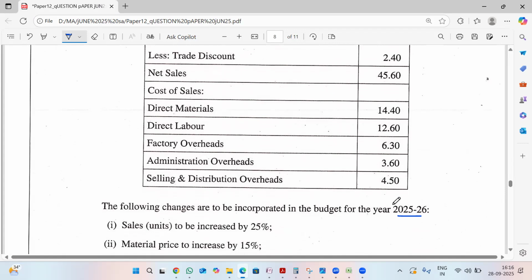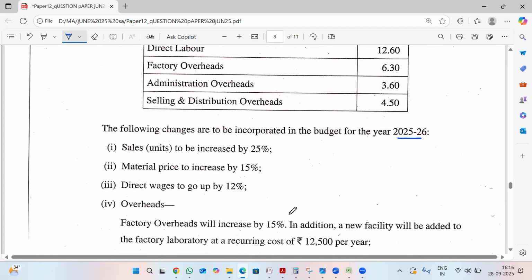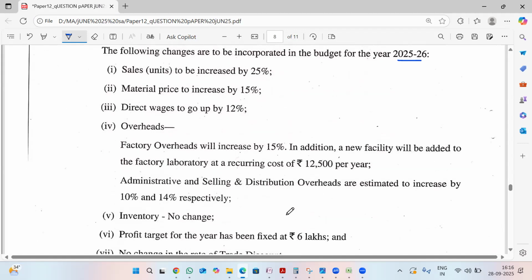So if sales unit is increasing, what will happen? My variable cost will also increase. So material price to increase by 15%. Direct wages to go up by 12%. Overheads, factory overheads will increase by 15%. In addition, a new facility will be added to factory laboratory at a recurring cost of 12,500 per unit. Sorry, per year. Administrative and selling distribution overheads are estimated to increase by 10 and 14% respectively.